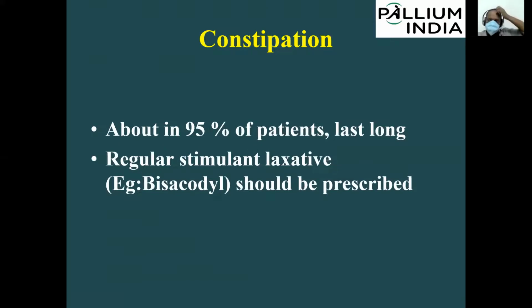Constipation occurs in almost 95% of patients. That means almost all patients will have constipation on opioids. So you have to give a laxative along with opioid whenever you prescribe. So don't miss it. But the laxative, you have to give a stimulant laxative. The examples of stimulant laxative are bisacodyl or sodium picosulfate or senna. Don't give the powder-like laxatives which are usually prescribed for patients. It will increase the constipation. So you have to continue the laxative as long as the patient is on opioid. This is what you have to understand.